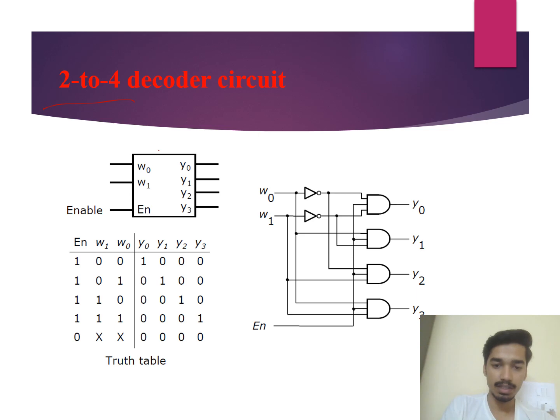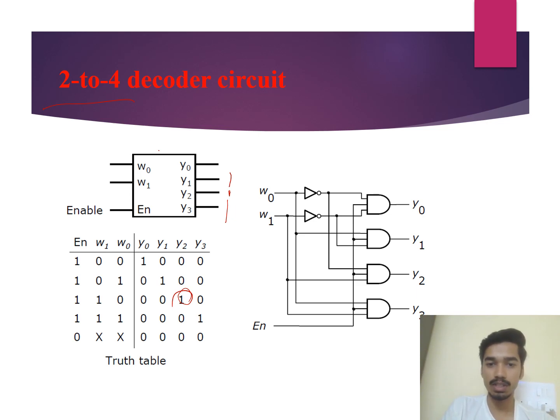For the next input, that is 0 and 1, we have y1 as high. This one is high, rest all are low. For the third input, 1 0, we have the third one, y2, high. Rest all are 0. For 1 1, we have the last one, that is y3, which is high. Rest all are 0. And this is the truth table of the 2 is to 4 decoder.